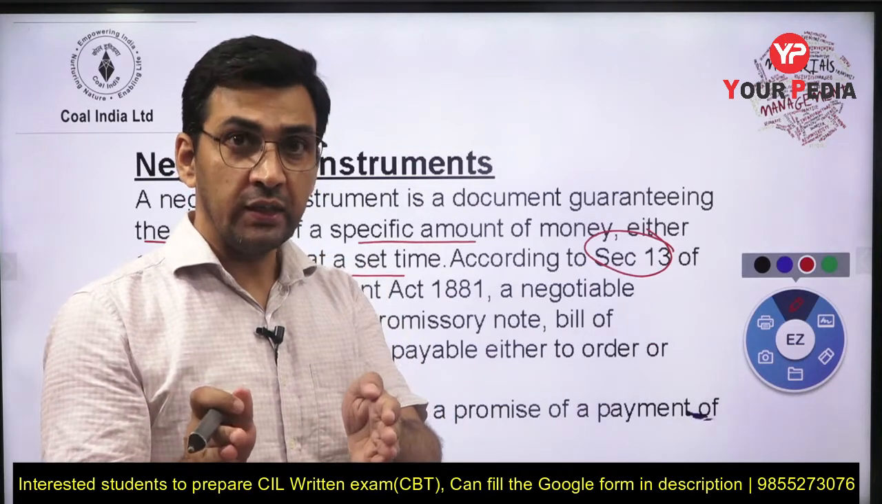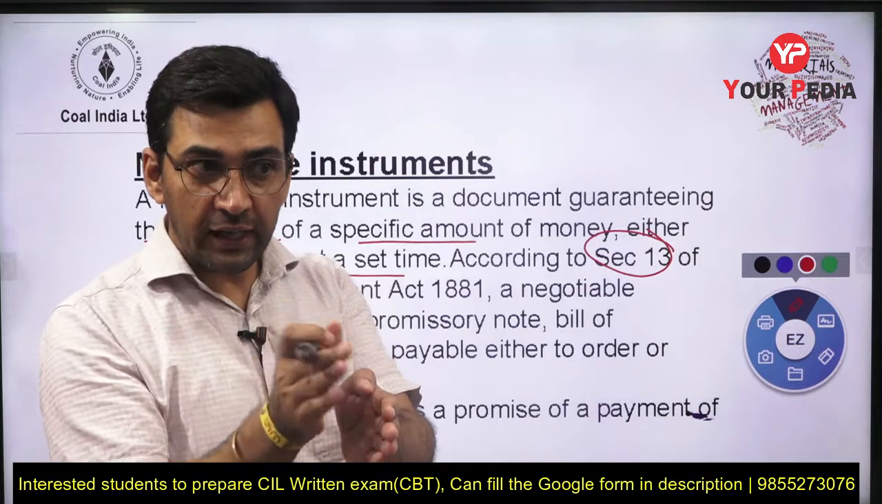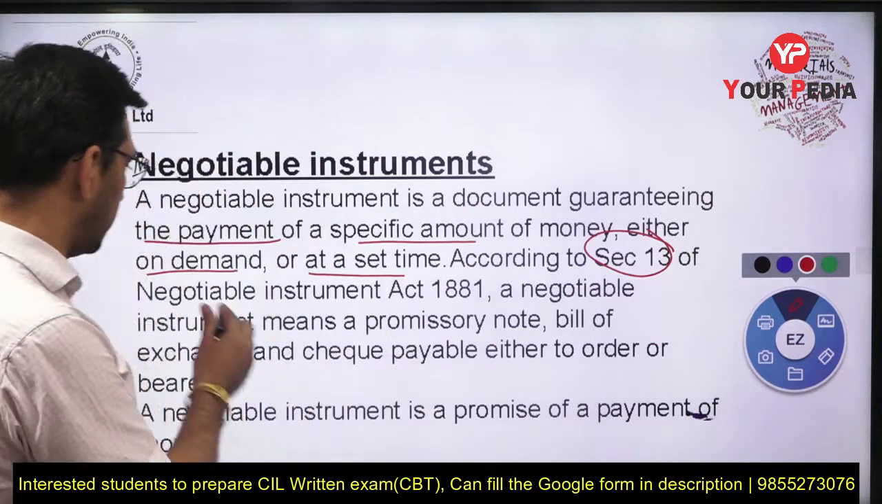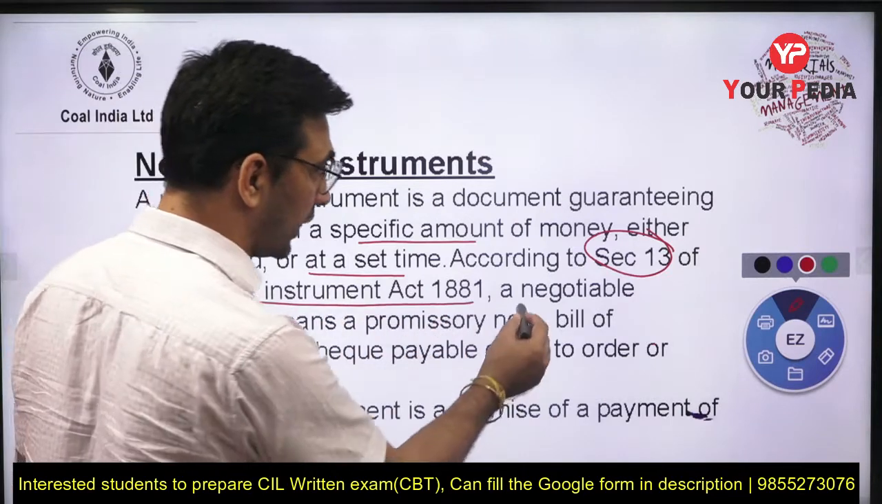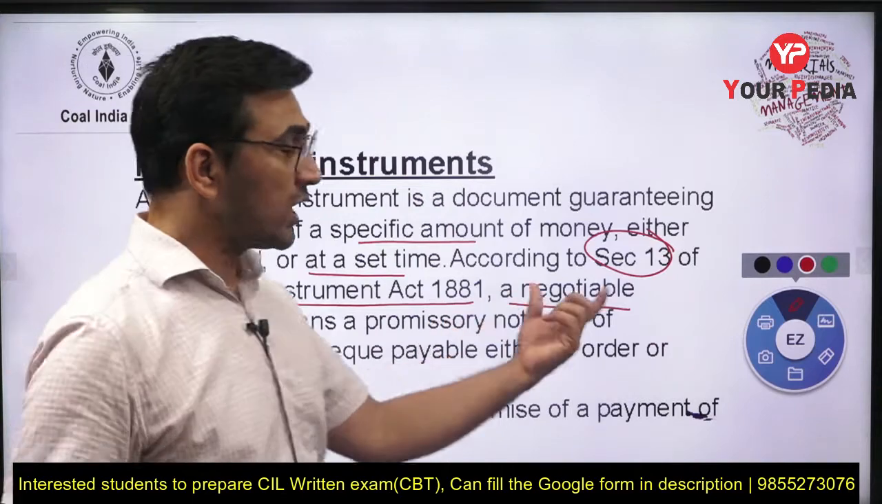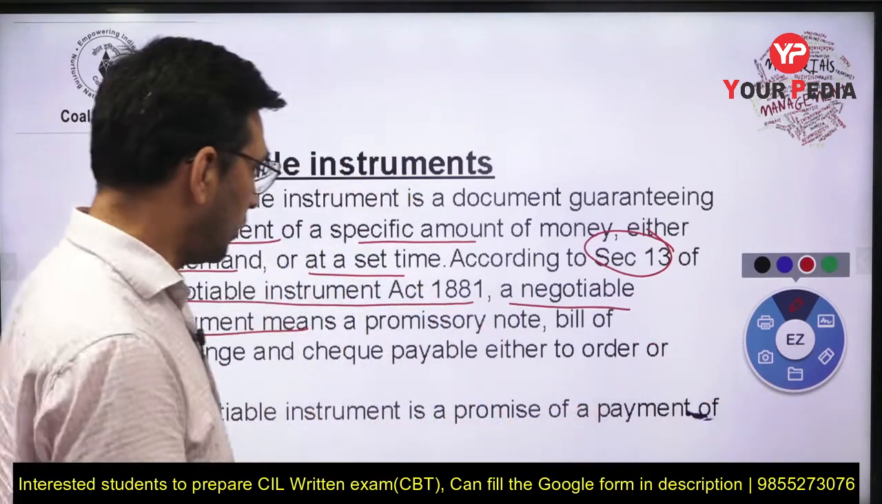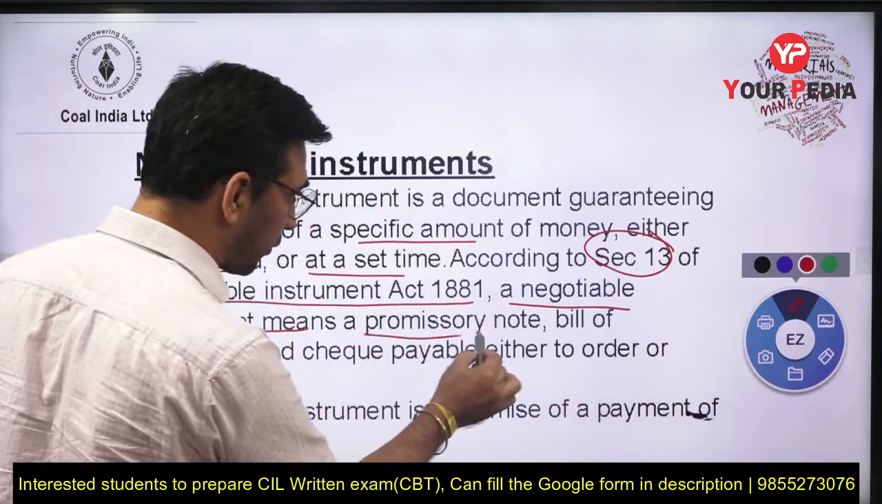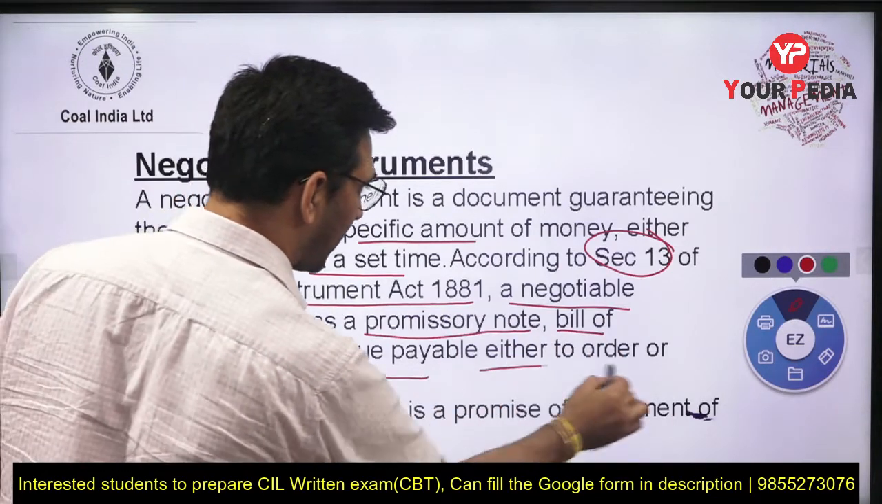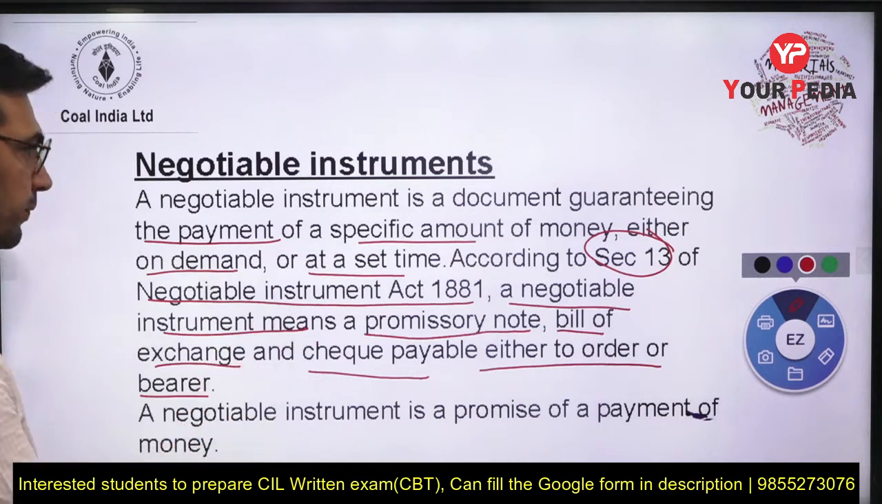So if you frame the question about the different kinds of negotiable instruments mentioned under a particular section of this Negotiable Instruments Act, then you must know what a negotiable instrument means and which are covered under it. These are clearly mentioned: promissory note, bill of exchange, and check payable either to order or to bearer.